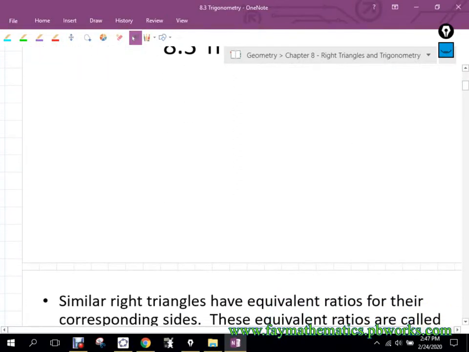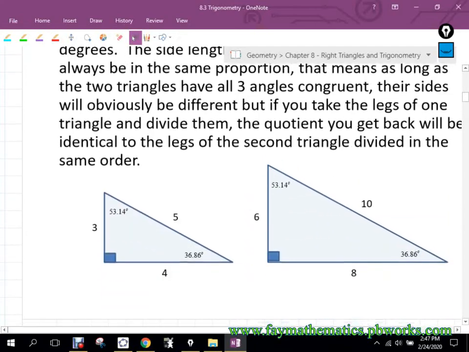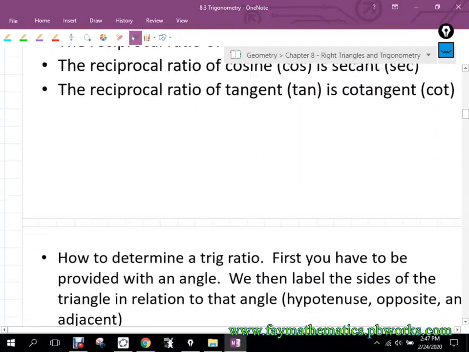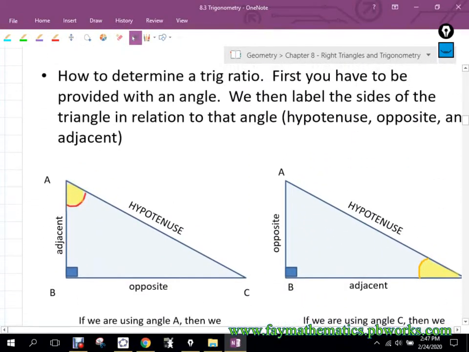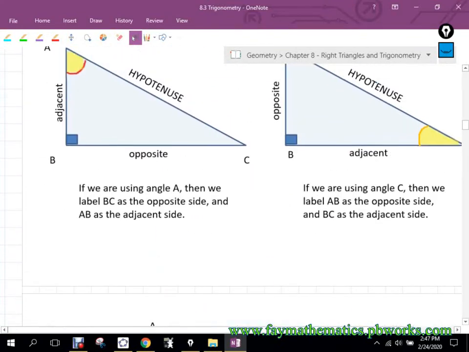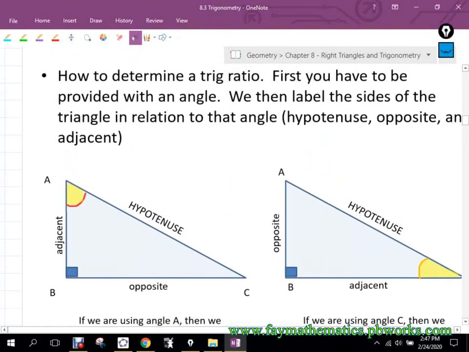8-3 trigonometry. There's a lot of stuff here that I'm going to bounce around to for the moment. The first one here is going to address the buttons on your calculator: sine, cosine, and tangent. And you've probably used them.